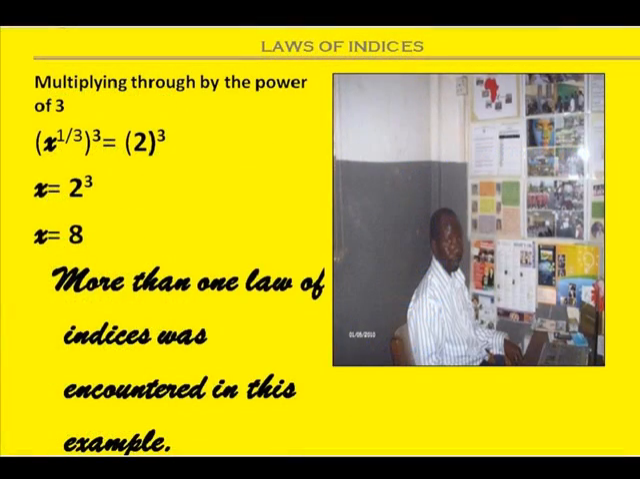Here you see how the powers are redistributed by multiplying through by the power of 3 to give us x being equal to 2 raised to the power 3, which is just the same thing as x being equal to 8. And you will notice in this example that more than one law of indices was encountered in this solution. You might want to review this again.